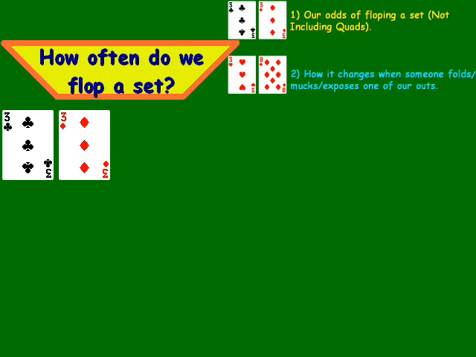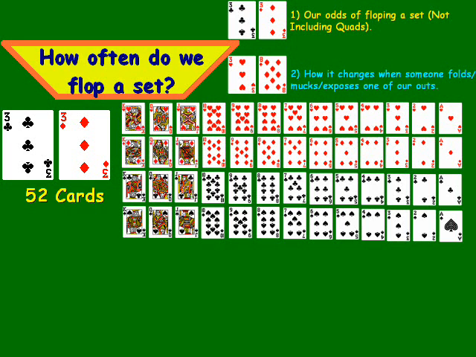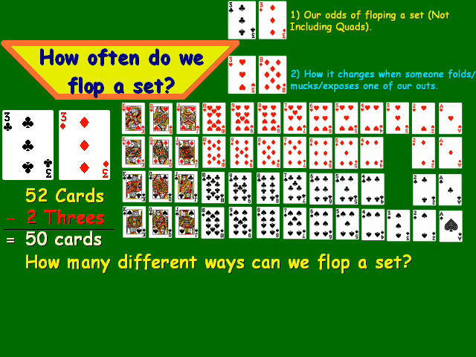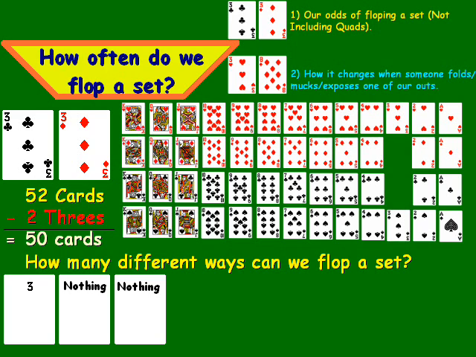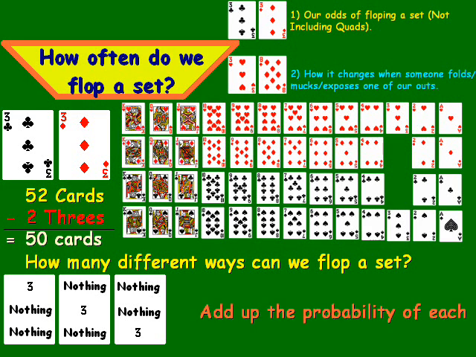So let's go ahead and start off with a pair of threes, and there's 52 cards in the deck. We can subtract 2 threes, which gives us 50 cards. And we want to know what our odds of flopping a set are. Well, the first question we have to ask is how many different ways can we flop a set? One way is 3-0-0. Another way is nothing, 3, 0. And a third way is 0-0-3. So there's 3 different ways, and they're going to be the same probability. So we're going to add up the probability of each one.